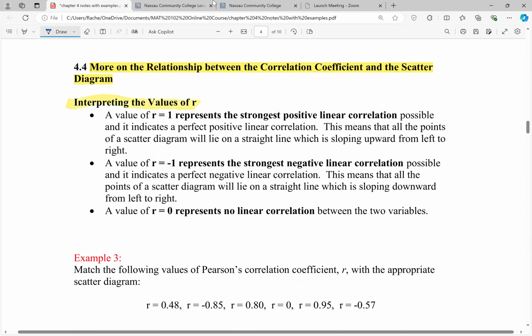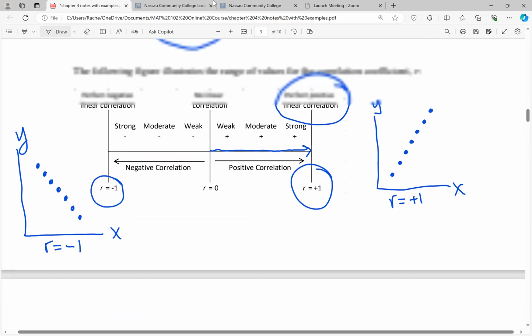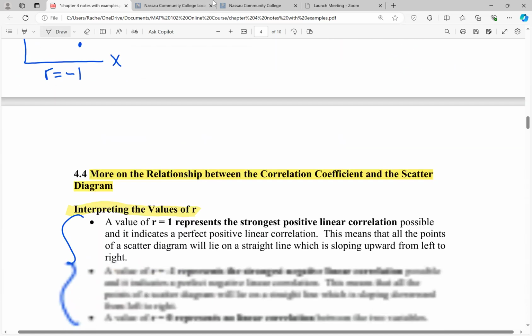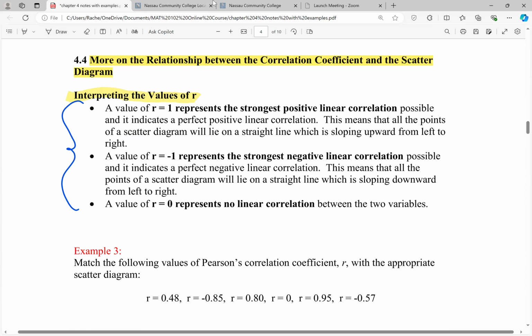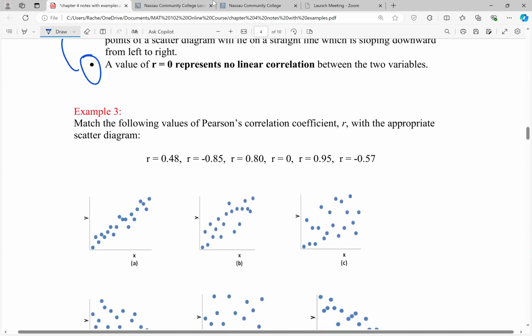And this is a nice summary, these 3 bullets of what I just said to you above. So everything that I kind of explained when we were looking at this diagram right here is summarized very nicely for you here. So the first bullet says, a value of R equals 1 represents the strongest positive linear correlation that's possible, and it indicates a perfect positive linear correlation. A value of R equals -1, we said, represents the strongest negative linear correlation, and that would indicate a perfect negative linear correlation. And then we also said a value of R equals 0 represents no linear correlation between the 2 variables. So let's keep all that in mind, and let's look at example 3.